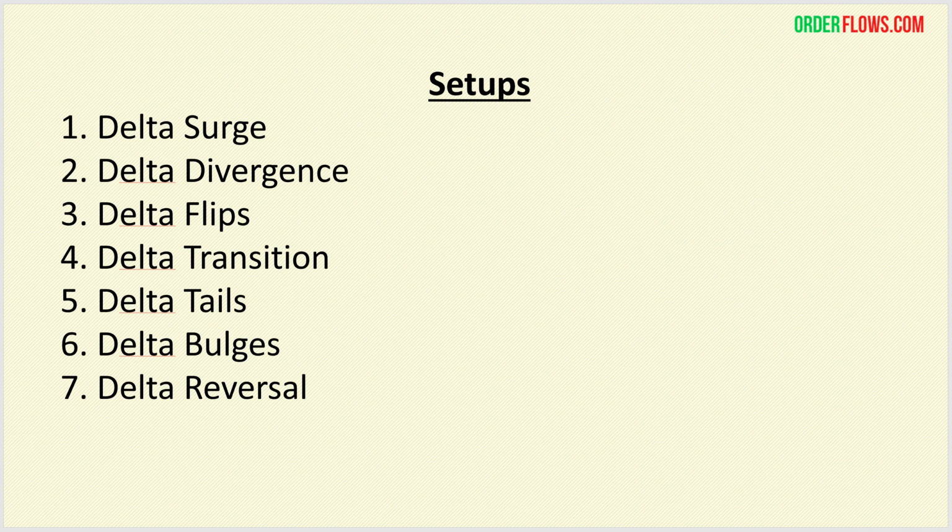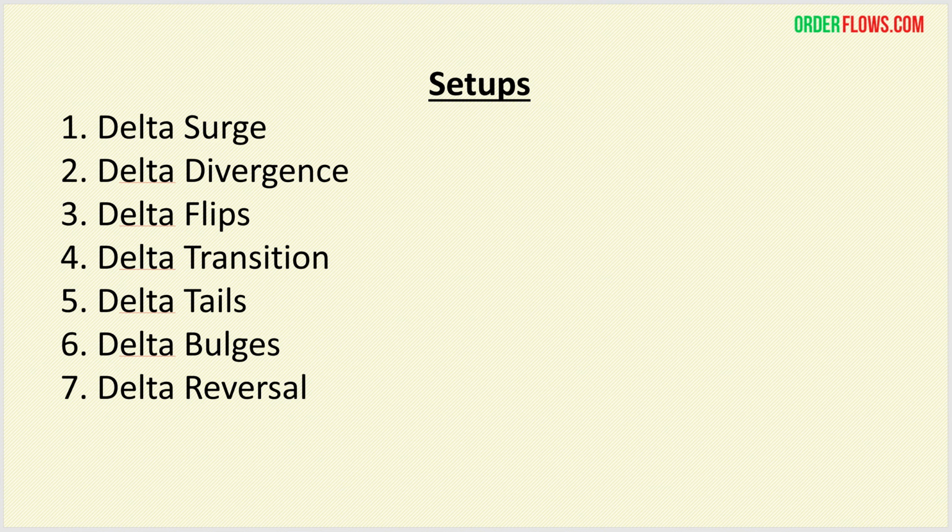So the setups I'm going to discuss in depth here are the Delta surge, the Delta divergence, the Delta flip, Delta transition, Delta tails, Delta bulges, and lastly the Delta reversal. Now, the Delta surge is a free indicator you can get on my website. If you run NinjaTrader, you could put it on there. The divergence is programmed into the main order flows trader, but I'm going to explain what it is.